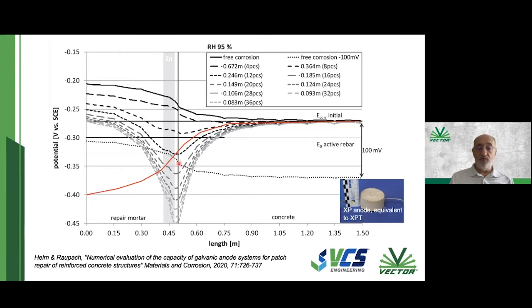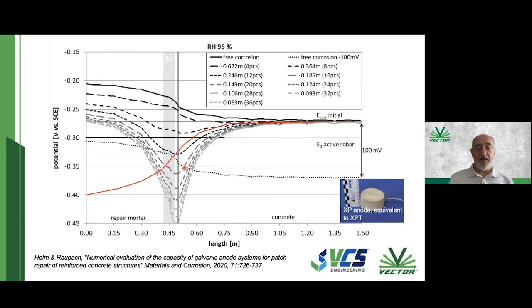If you want to achieve 100 millivolt depolarization, you can do it only a little bit. This is the line that tells you that you got 100 millivolt depolarization, so it's basically that minus 100 millivolts. And you can see that no matter how many anodes you put in at a very, very tight spacing, 36 anodes, so 80 millimeters, you can only get to there.